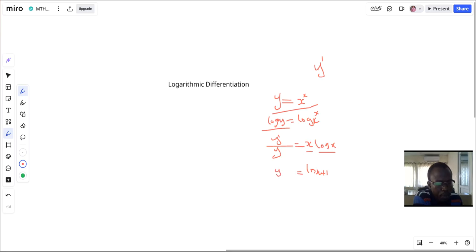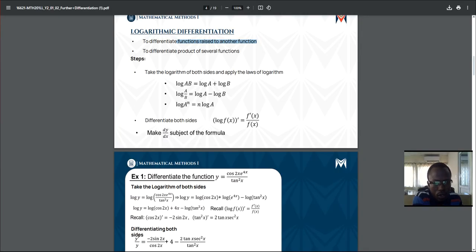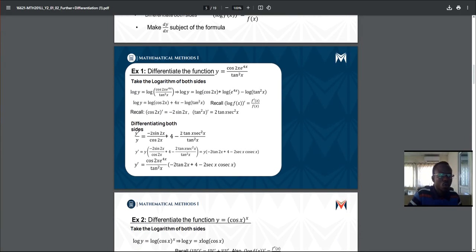So y prime over y is equal to ln x plus 1, but you are asked to find y prime, not y prime over y. So what are you going to do? You have to make y prime the subject of the formula, which will give you y prime is equal to y times (ln x plus 1). So it allows us to make dy over dx the subject of the formula. I hope you understand it.